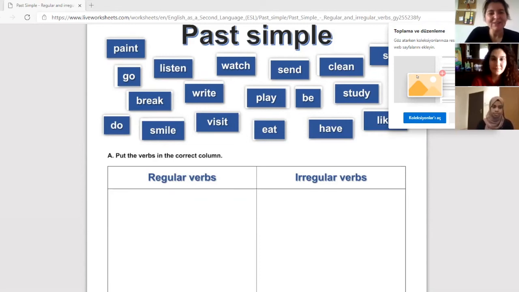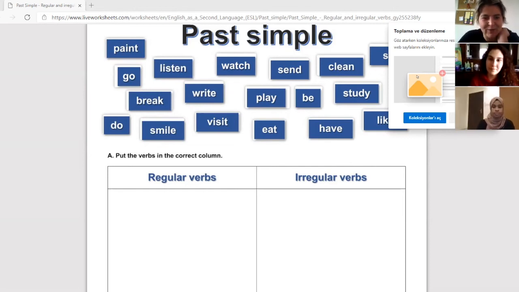And then Aysu, I want you to continue. Okay. Play. It is regular. Played. If our verb is regular, what will we do while we are using this verb in simple past tense? We just put ed at the end of the verb. Yeah. Alicia? Study. Yeah. Studied.